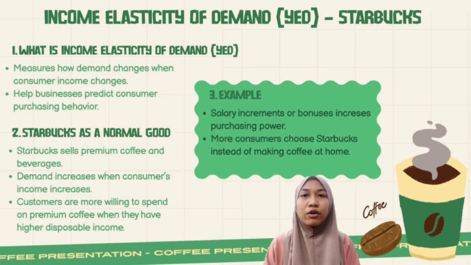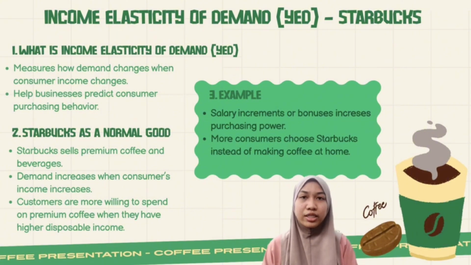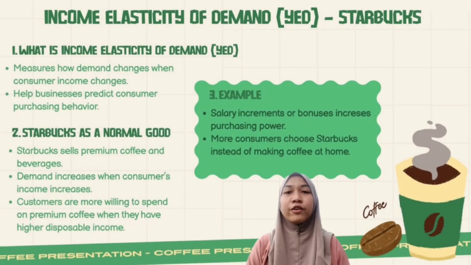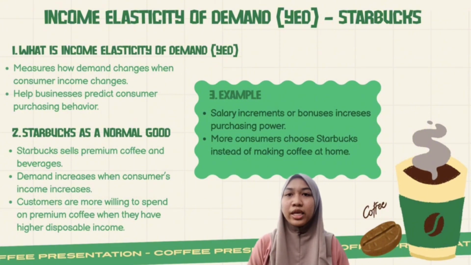Starbucks is a global coffee company that sells premium coffee and beverages. Its products are considered normal goods because consumers tend to buy more Starbucks products when their income increases. For example, when people receive salary increments, bonuses, or have higher disposable income, they are more willing to spend money on premium coffee rather than making coffee at home. As a result, the demand for Starbucks products increases.